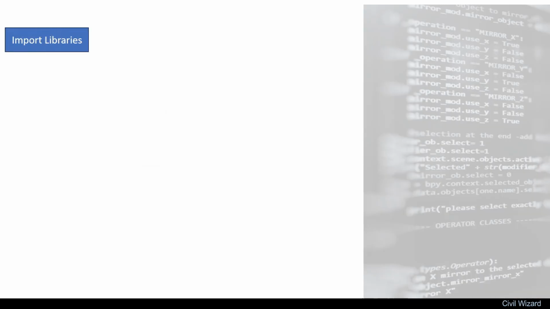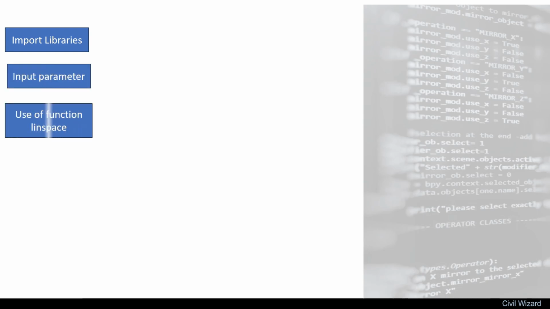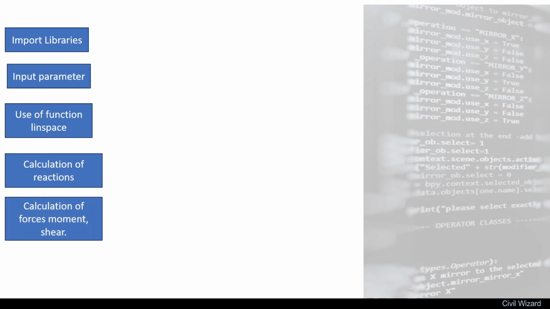So in summary, we first import different libraries like NumPy and Matplotlib, and then we input our parameters such as length of beam and loads, and then we use the function called linspace to divide our beam into several parts, and then we calculate our reactions and different forces such as bending moment, shear force, and deflection, and then we plot our diagram.